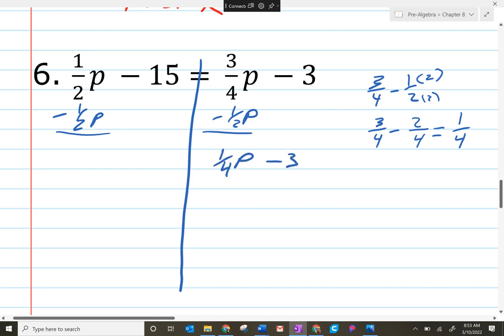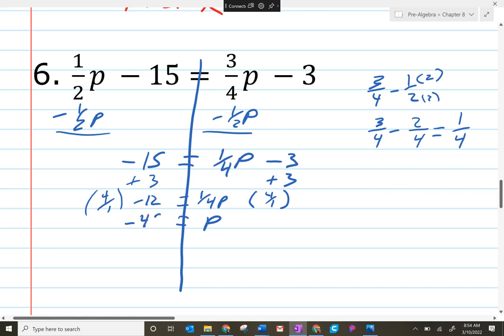p minus 3 equals negative 15. Okay, I'm going to add 3 to both sides. Plus 3. I get negative 12 equals 1/4 p. I'm going to multiply both sides by the reciprocal, which is 4 over 1. All right, these ones cancel out. 4 over 1 times negative 12 gives me negative 48. Okay, that was, I wanted to show you way number 1.